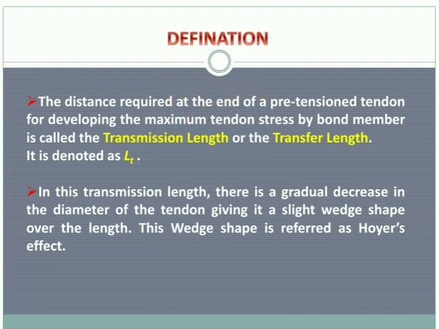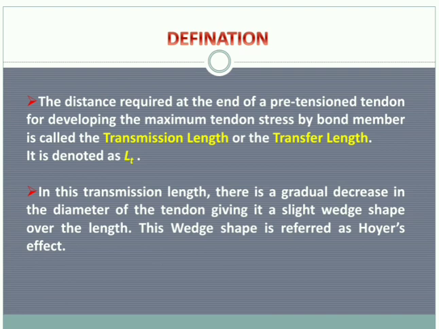The distance required at the end of a pre-tension tendon for developing the maximum tendon stress by bond is called the transmission length or the transfer length. It is denoted by LT. When the pre-stress is applied at the jacking end, it is not immediately transferred over the entire section. It requires proper bond through which the stress transformation takes place. So, the initial length required to carry out this transmission of stress over the span is termed the transmission length or transfer length.